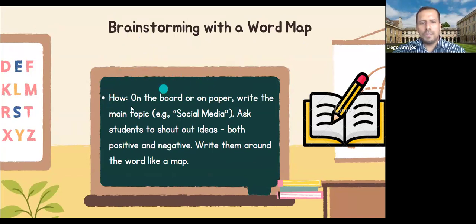How are you going to do it? Simple. On the board or a paper, write the main topic. For example, social media, okay? Ask students to shout out ideas, both positive and negative. Write them around the word like a map, okay? Or we can divide the board in two and then students say, you write it down, or maybe students can participate by writing by themselves, okay?